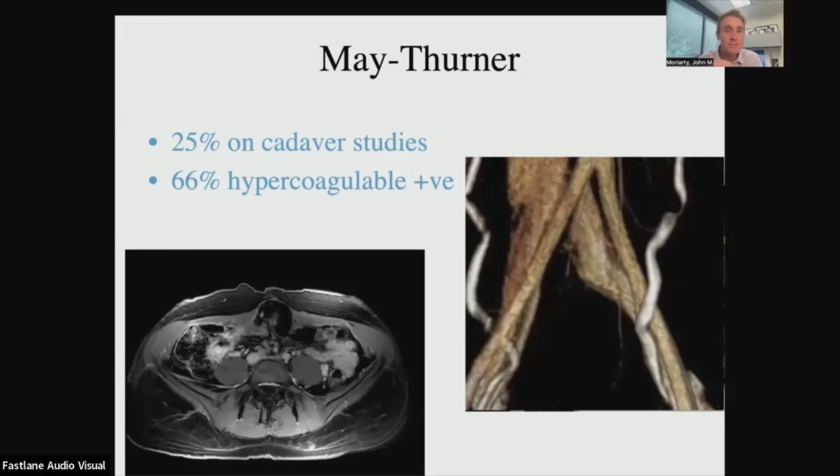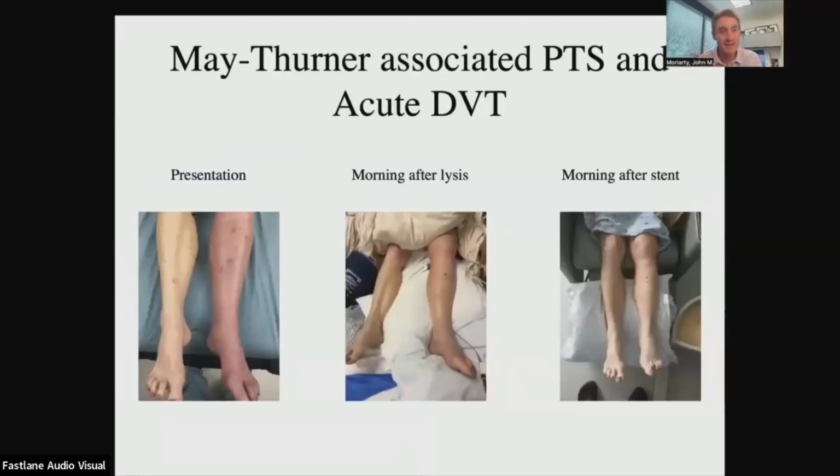And it can be associated with blood clots, and it's one of the reasons why leg problems like post-thrombotic syndrome are much more common on the left than on the right-hand side. And you can see an example of this May-Thurner syndrome with post-thrombotic syndrome here, where this is what the leg looked like on the day it presented. The patient came in with a big, heavy, hot, red, sore leg. This is after we got rid of the blood clot, and this is the day after the stenting, and you can see the leg has returned to essentially normal.